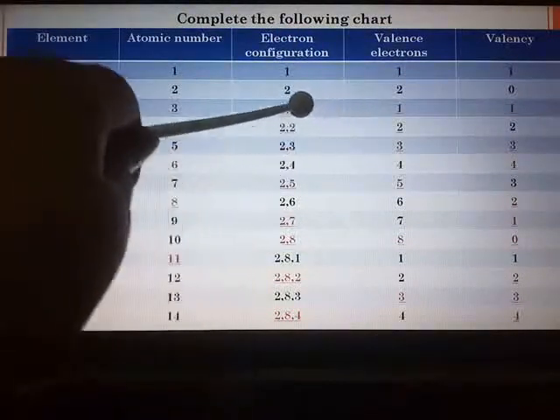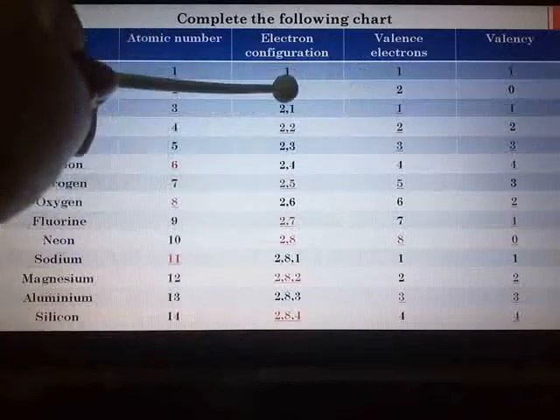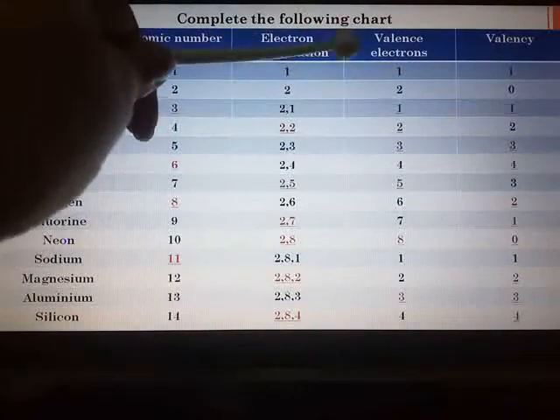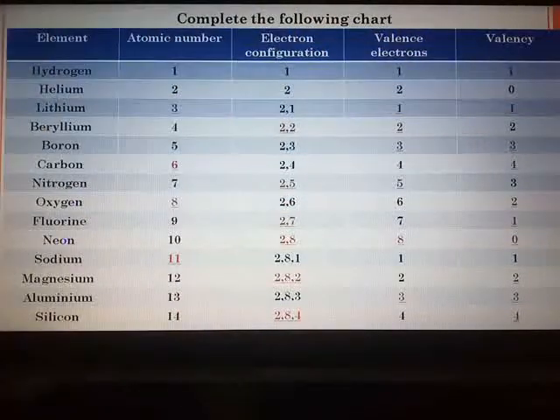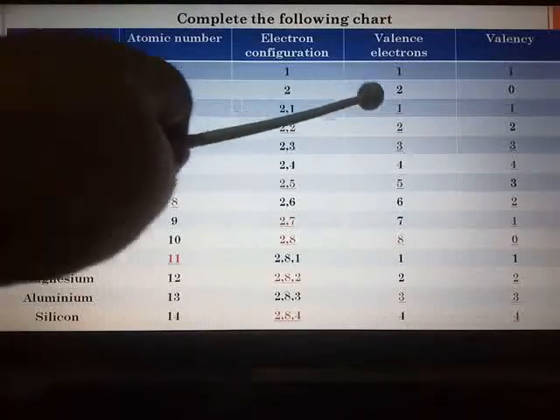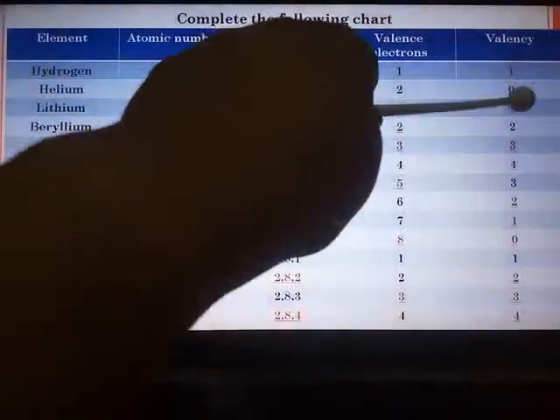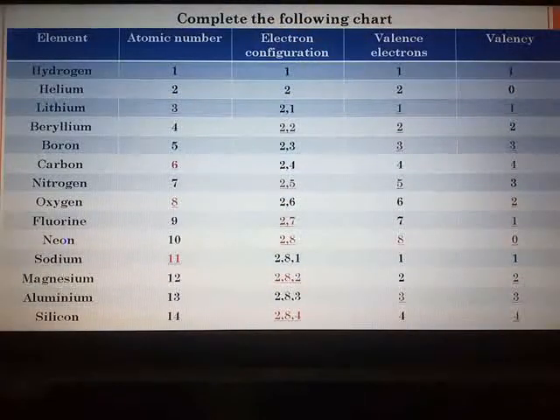Lithium, valence electrons is 1. What will lithium do? This 1 electron will be donated. So 1 is the valency. Beryllium, 2 valence electrons. 2 will be donated. 2 is valency. It is already provided.